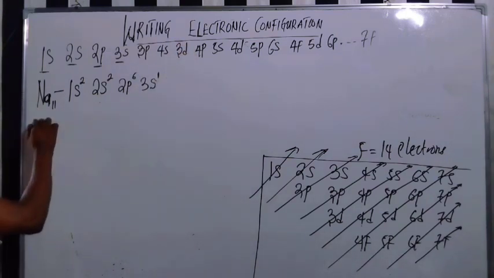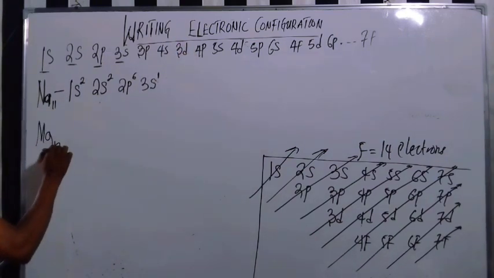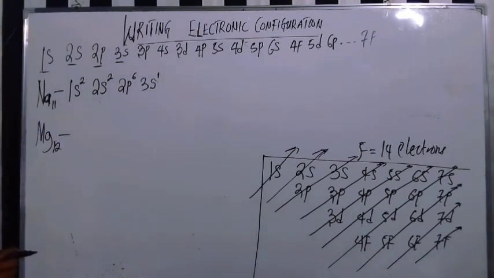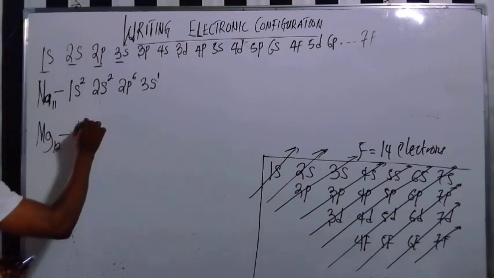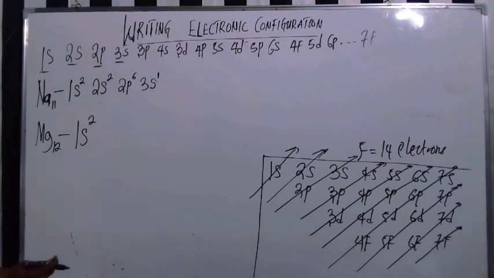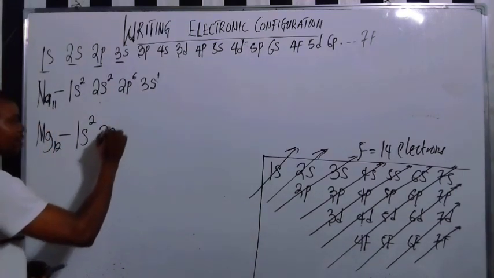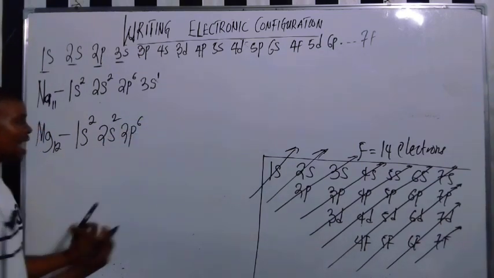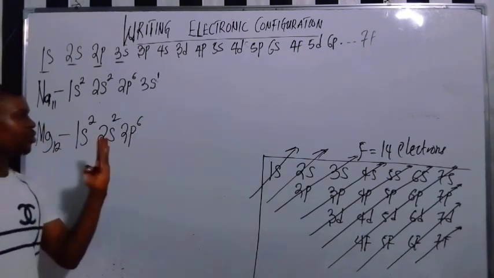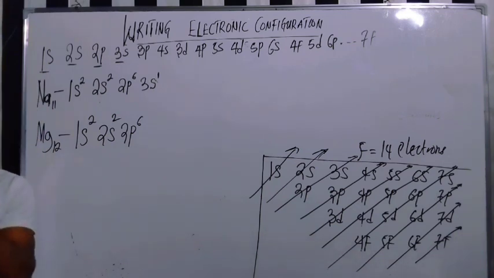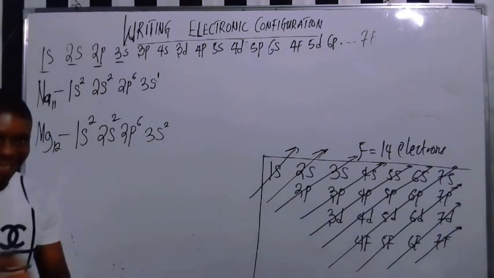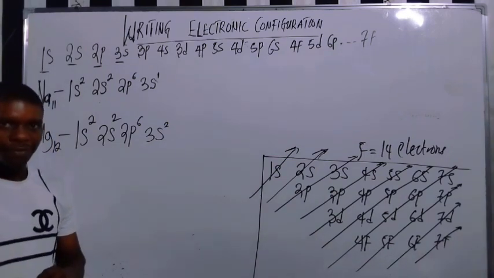Now, let's take another one. For example, we are given magnesium. Magnesium is 12, right? Now let's write the electronic configuration. We need to start from 1s2, right? What is the next one? 2s2, right? Then 2p6. How many electrons have we used? We have used 10. How many are left? 2. So the next one becomes 3s2. As easy as that. It's not difficult. Do you understand?